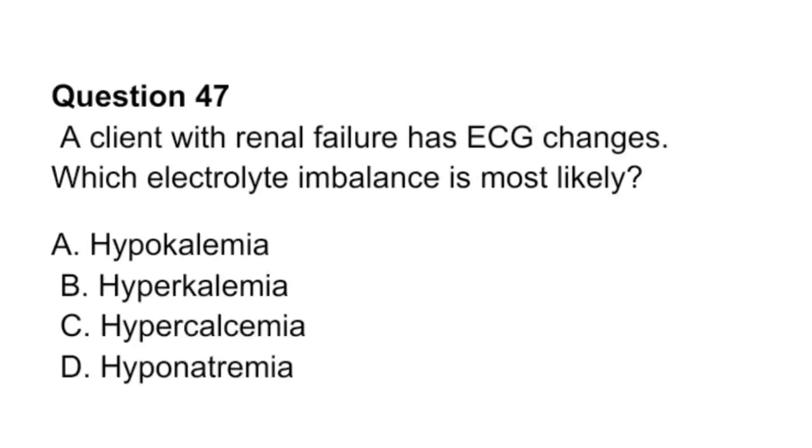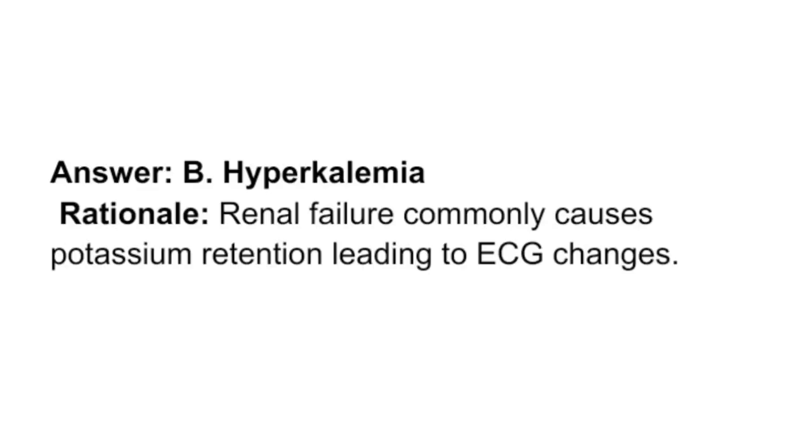Question 47. A client with renal failure has ECG changes. Which electrolyte imbalance is most likely? A. Hypokalemia. B. Hyperkalemia. C. Hypercalcemia. D. Hyponatremia. Answer B. Hyperkalemia. Rationale: renal failure commonly causes potassium retention, leading to ECG changes.